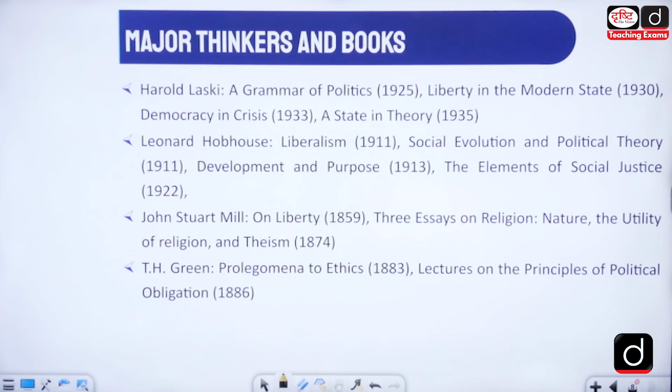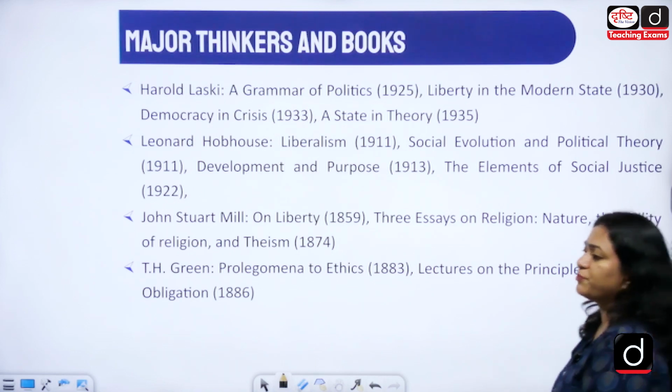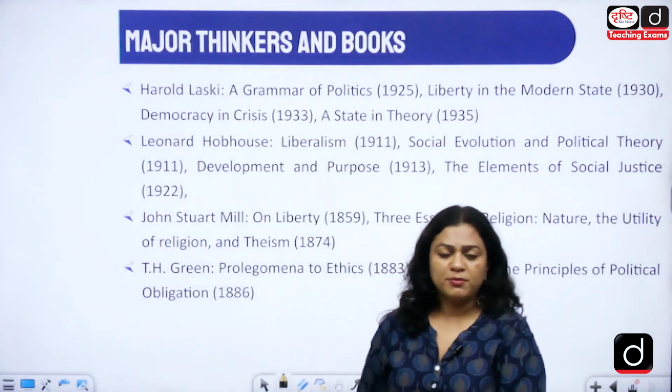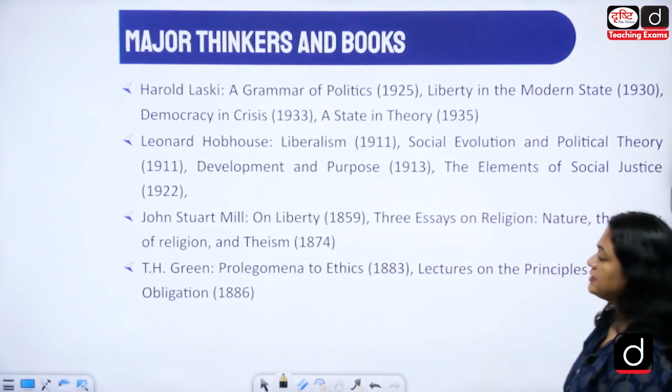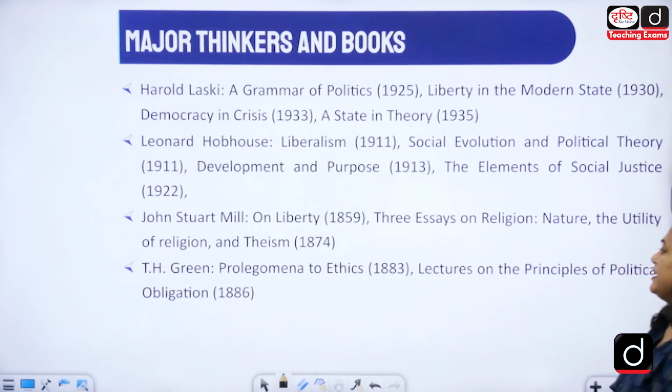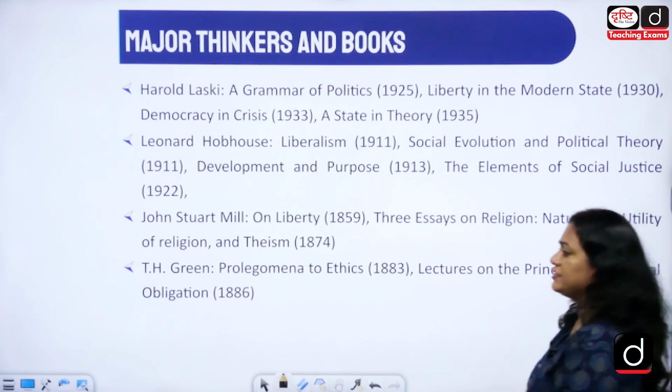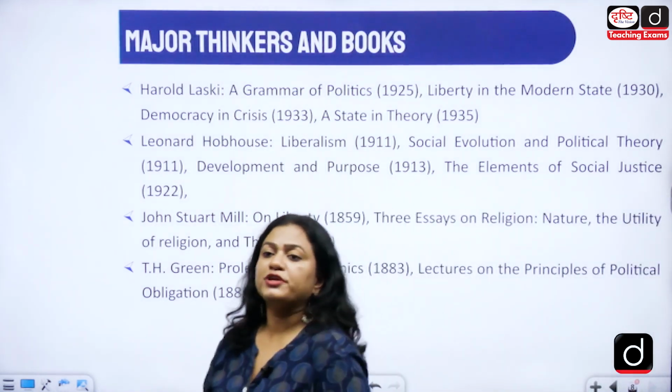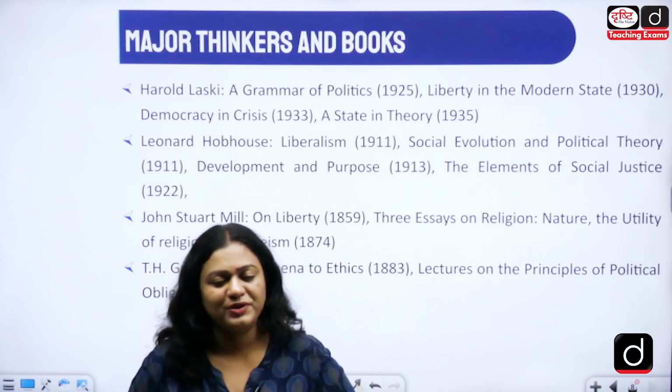Then we have J.S. Mill or John Stuart Mill. He has written a good list of books: On Liberty, 1859, and Three Essays on Religion: Nature, the Utility of Religion and Theism, 1874. Then we have T.H. Green, one of the most prominent figures associated with modern liberalism. T.H. Green, or Thomas Hill Green, has written Prolegomena to Ethics, 1883, and Lectures on the Principles of Political Obligation, published in 1886. So these are the most important figures associated with modern liberalism.